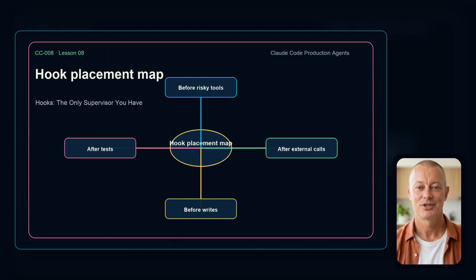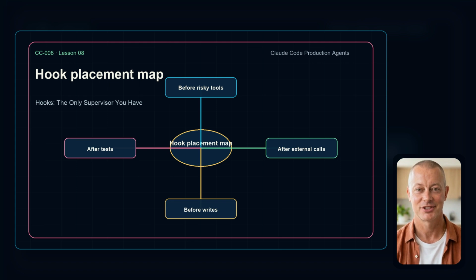A pre-tool use hook can ask, should this action be allowed? Does the path match an approved area? Does this command need human approval? Is the request trying to cross a boundary? A post-tool use hook can ask, what happened? Did the command fail? Did the output include evidence? Should the run continue?